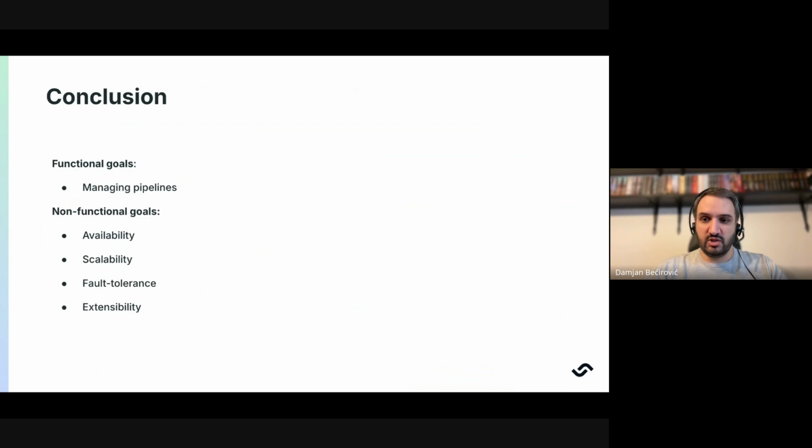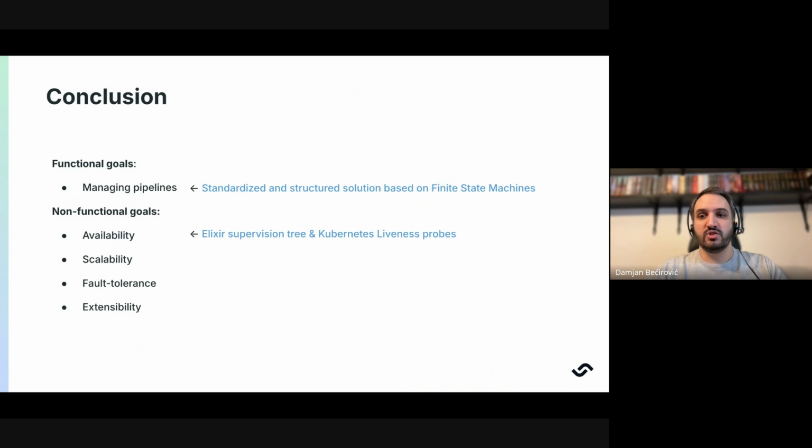To conclude this presentation, let's recap how the Plumber implementation we have is solving all functional and non-functional requirements we defined at the beginning. For managing pipelines, we have a standardized solution based on the finite state machine model, implemented and structured through a set of looper workers. The availability goal is achieved by relying on the Elixir supervision tree to restart any failed workers, and Kubernetes liveness probes to restart any pods that have failed completely. In case of scalability, we can easily scale vertically by starting multiple Elixir looper workers within the same Kubernetes pod, and horizontally by adding more pods.